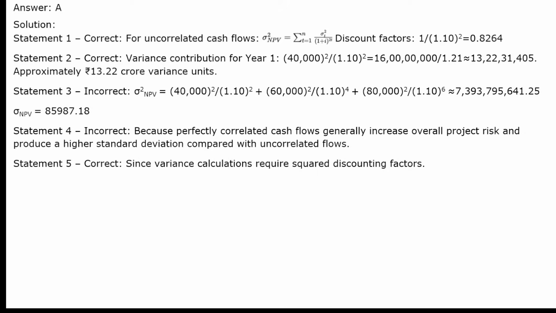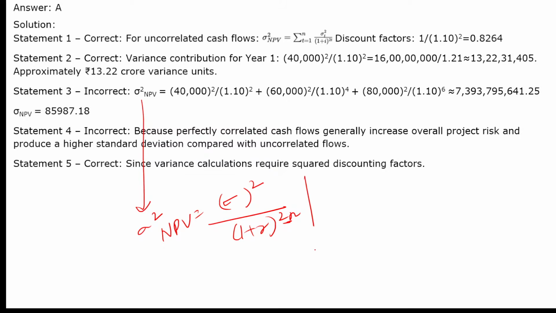See, always remember, I will write it here as well. The formula is: variance of NPV will be the square of standard deviation divided by (1 plus r) power 2 into n. Remember this, please. Important for the exam because they might ask you the Hiller formula.